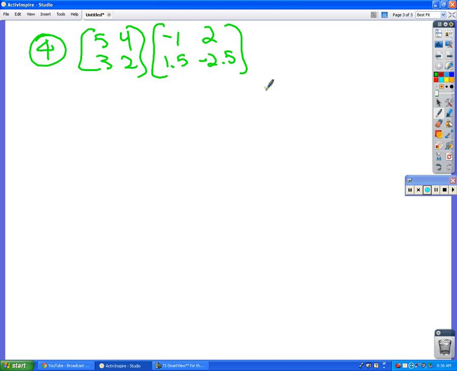since they're inverses, is if I multiply this by this, what am I going to get? So 5 times negative 1 is negative 5. 4 times 1.5 is 6. So that adds up to be 1. If I go this way times that way, I get 10 plus negative 10 is 0. If I go this times this, I get negative 3 plus 3, which is also 0. If I go this times this, I get 6 minus 5, which is 1. So that's what it means for them to be inverses, right?